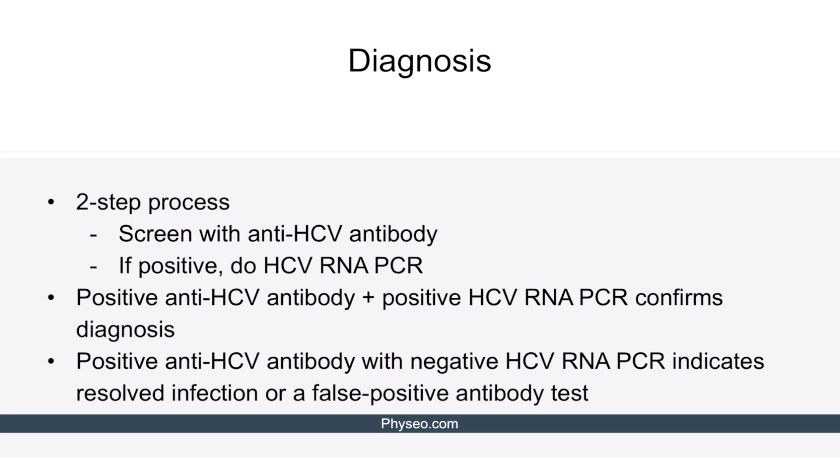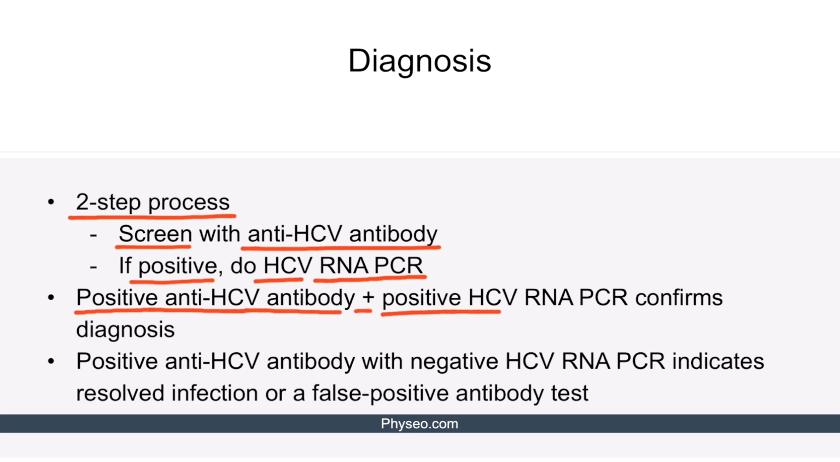The diagnosis of hep C is a two-step process. First, we screen with anti-HCV antibody. Since the antibody is present both in current infections and resolved infections, a positive antibody test has to be confirmed by HCV RNA PCR, which directly detects the hepatitis C RNA. Positive anti-HCV antibody as well as positive HCV RNA PCR confirm the diagnosis.